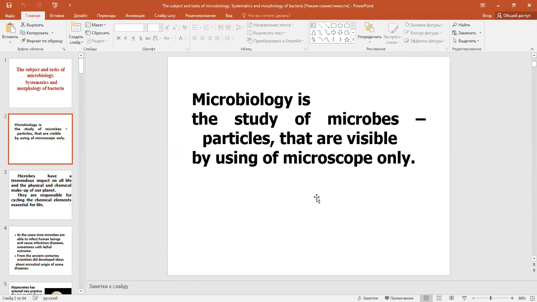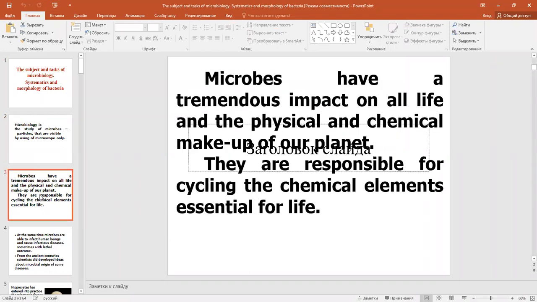Microbes appeared on the Earth many billion centuries ago, and they have a tremendous impact on all life and the physical and chemical makeup of our planet. They are responsible for cycling the chemical elements essential for life. Microbes created natural life, like what we see now. And microbes are very adaptable.